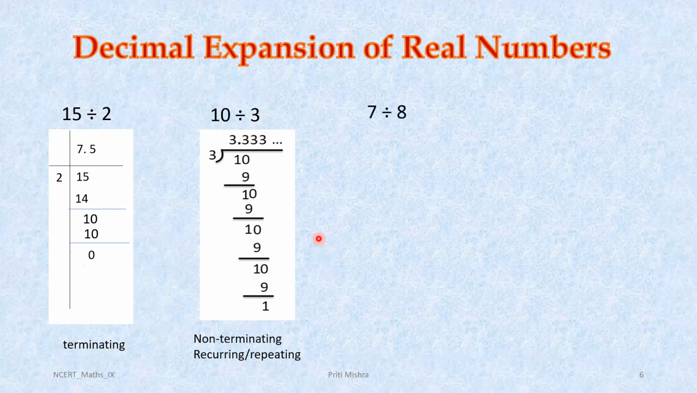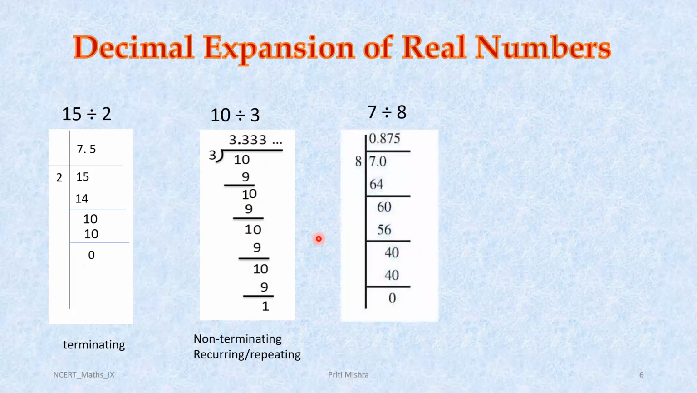Just like this, if we have to divide 7 by 8, you will get a decimal expansion like 0.875, and here we are getting 0 in the remainder. So this is exactly the same as the decimal expansion we had at first. So this will be terminating.